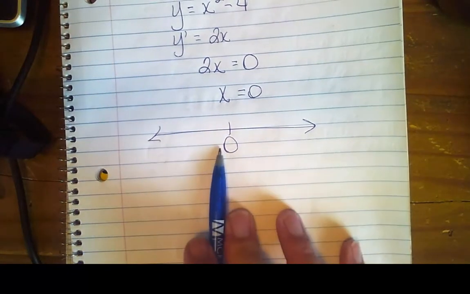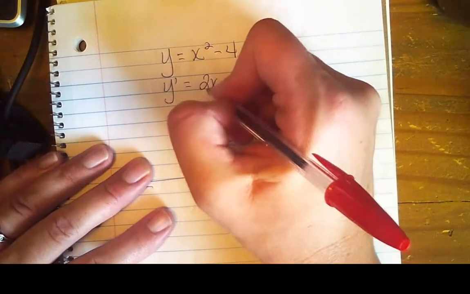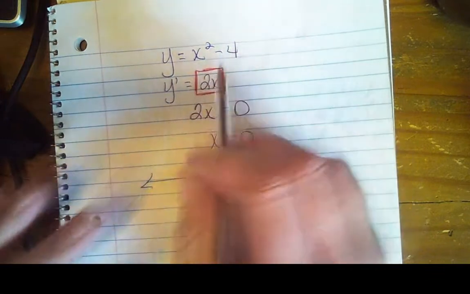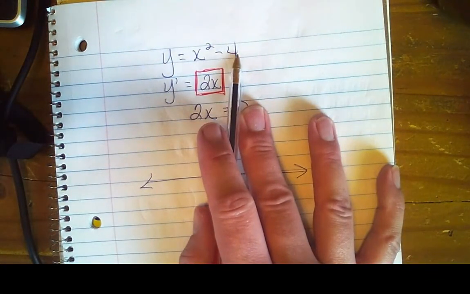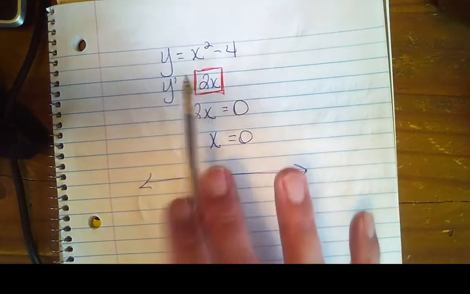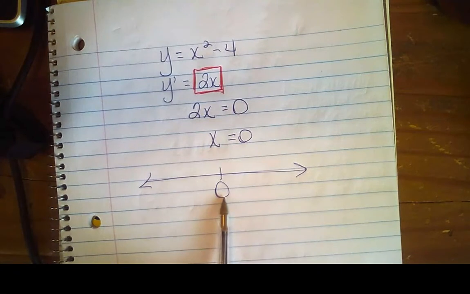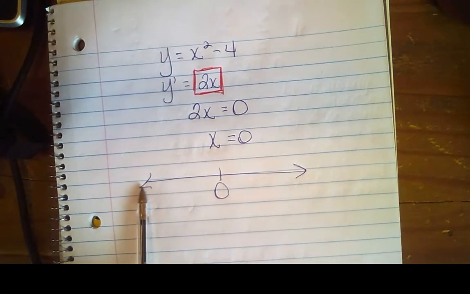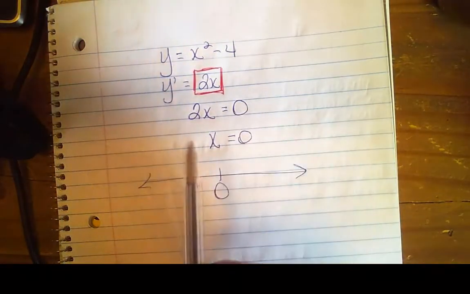So here's what you do with the test point. Come back up to your derivative. You only go back up to your original function if you need a y coordinate. Come back up to your derivative and evaluate. I know something happens at 0. So what's a nice number to the left of 0? Well, let's use negative 10. There's an infinite number of numbers to the left of 0. I'm using a friendly one, so I'm going to use negative 10.